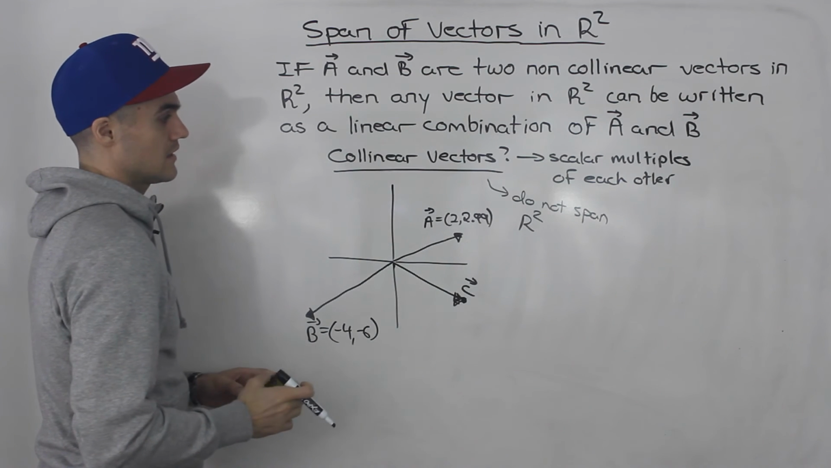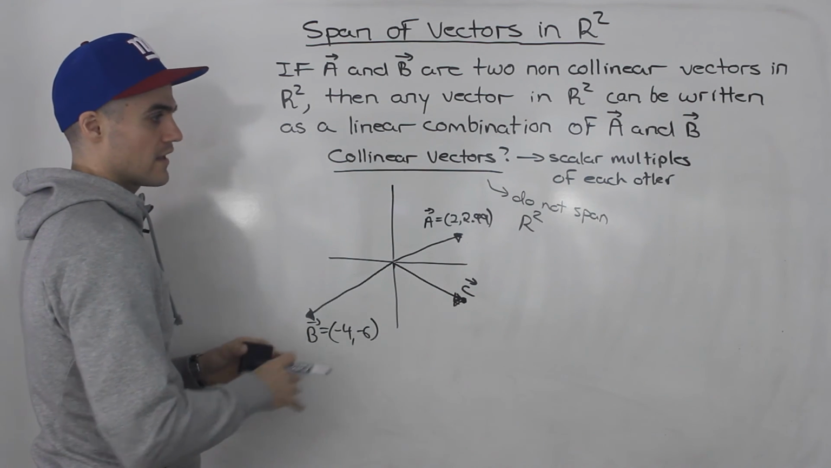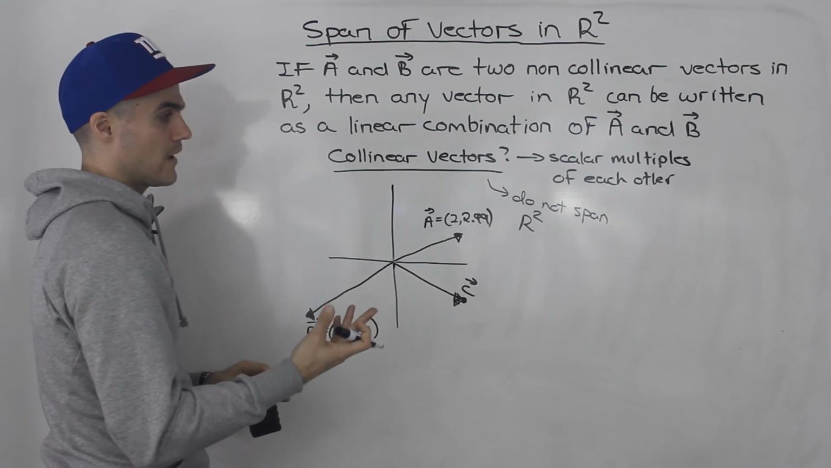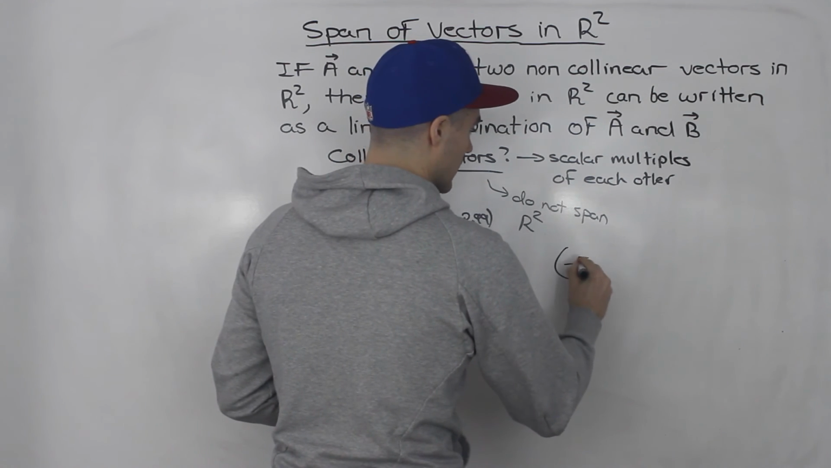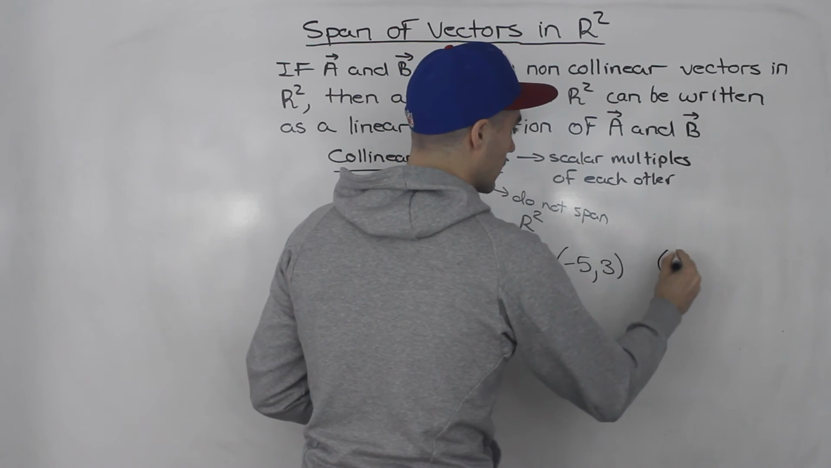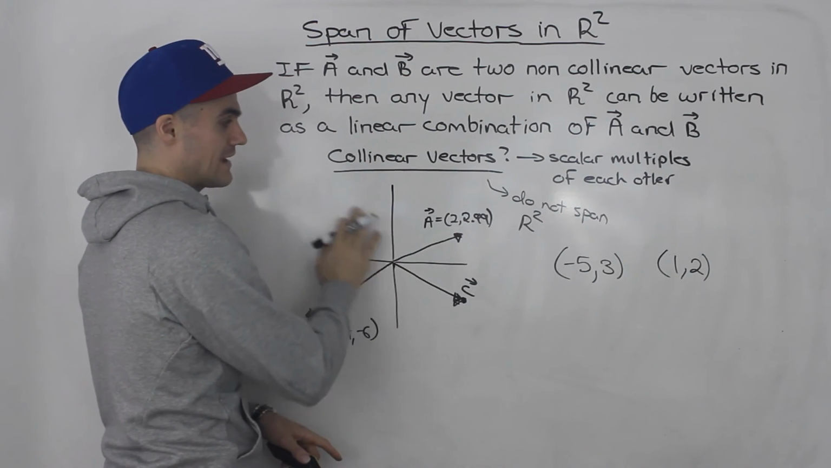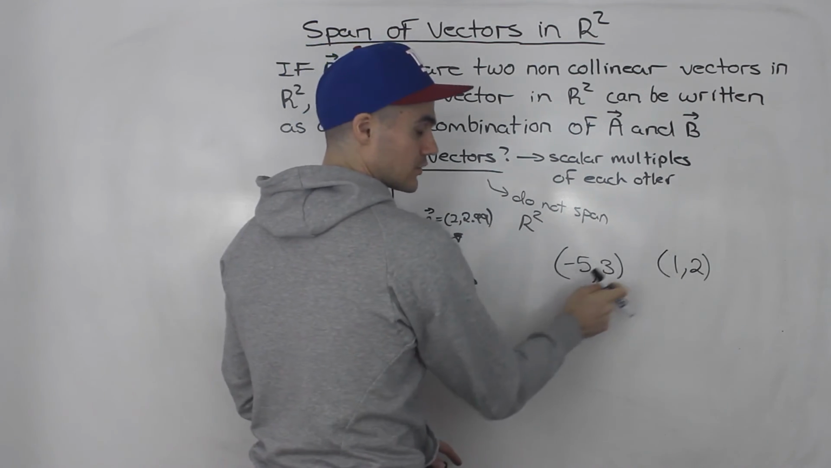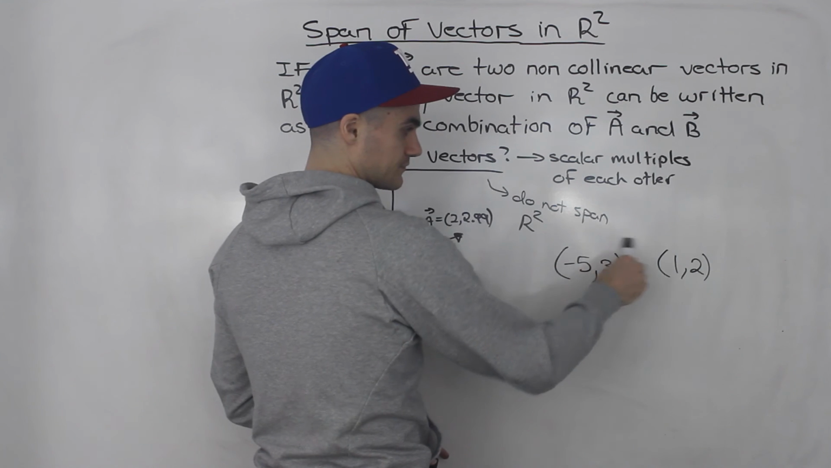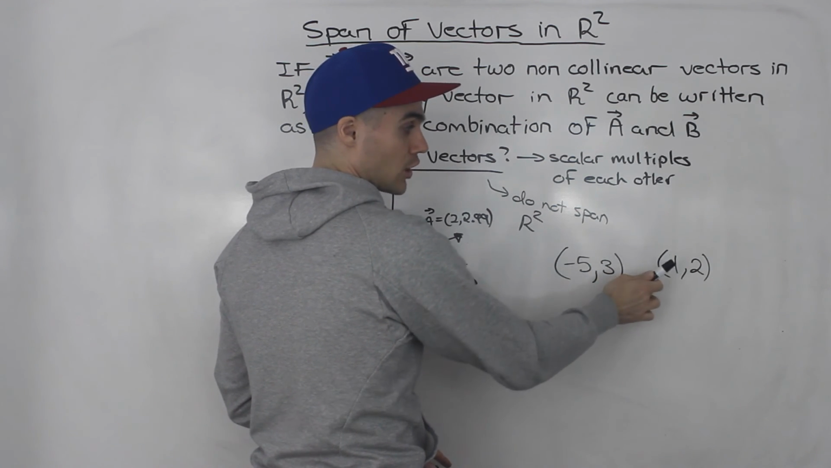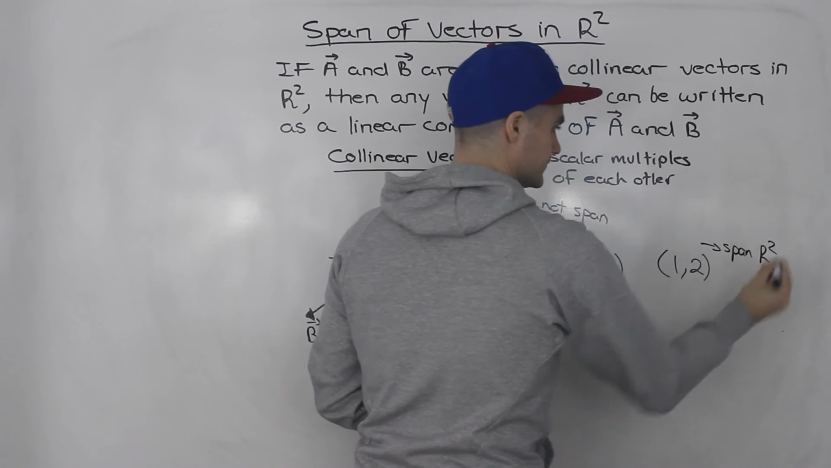So what this means is that you can get a question where they give you two sets of vectors and you can see right away whether it will span R2 or not. So for example, let's say I gave you vectors -5, 3, and then 1 and 2. Would these two vectors span all of R2, meaning that any vector in R2 can be written as a linear combination of these? Yes, it can, because there is no scalar that would relate these, meaning that these are non-collinear. So these would span R2, right?